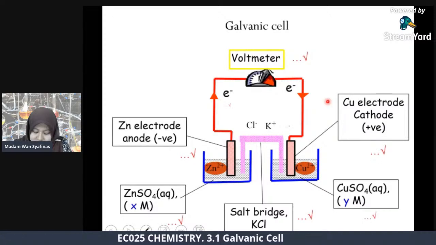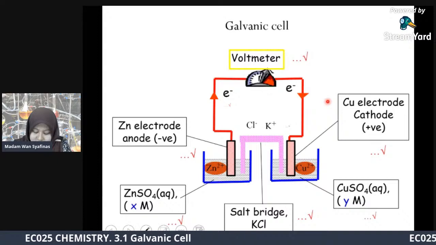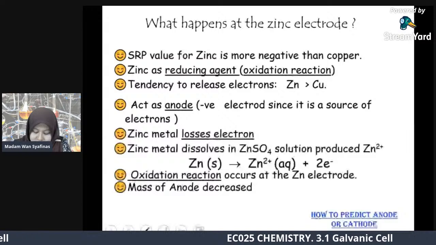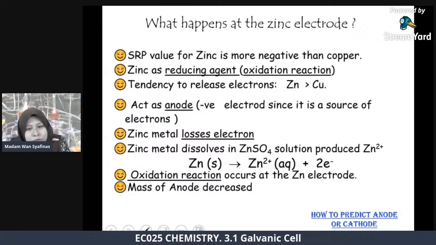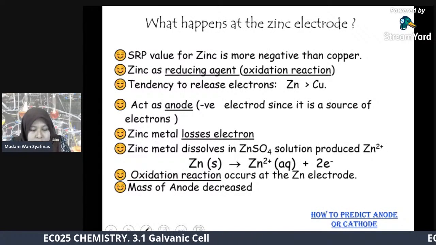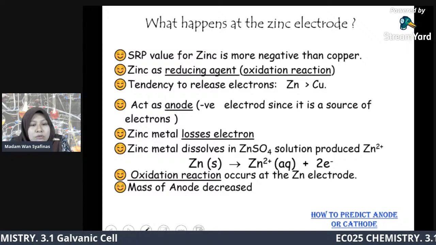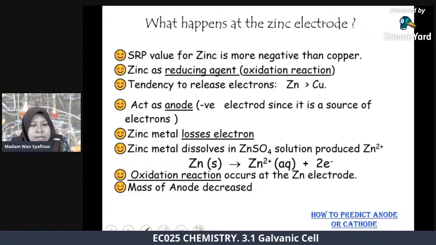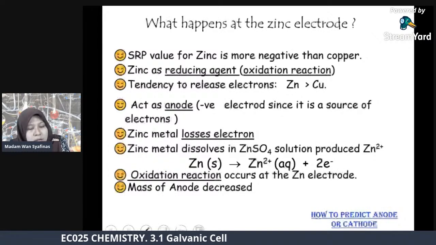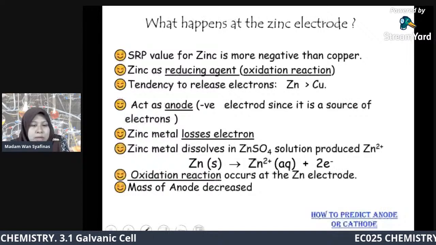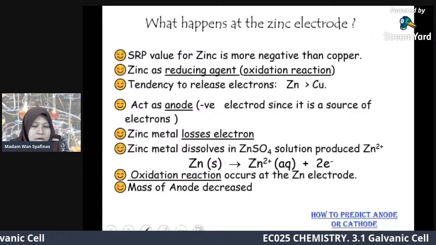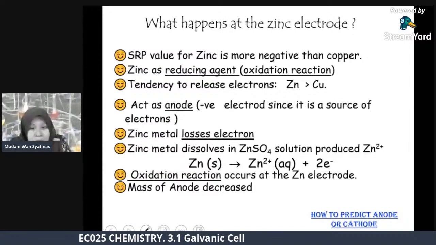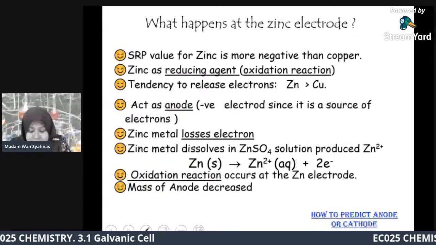The zinc electrode. Okay, for the zinc electrode, we call it the anode. So why is it an anode? Because we refer to the standard reduction potential, SRP table, and the E naught value for zinc is more negative. Okay, you can predict it based on the SRP table. If the E naught value is more negative, then it will be at anode. If the value is more positive, then it will be at cathode. So zinc is more negative compared to copper. So zinc is the reducing agent.